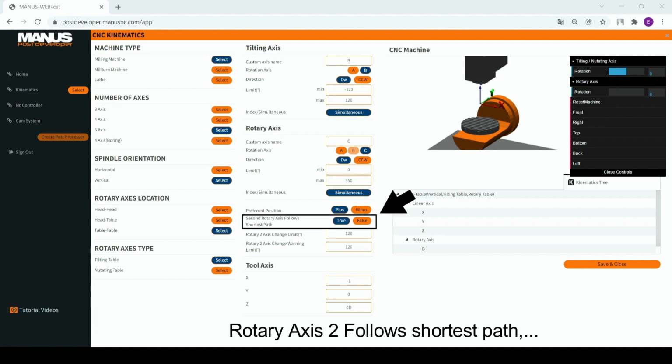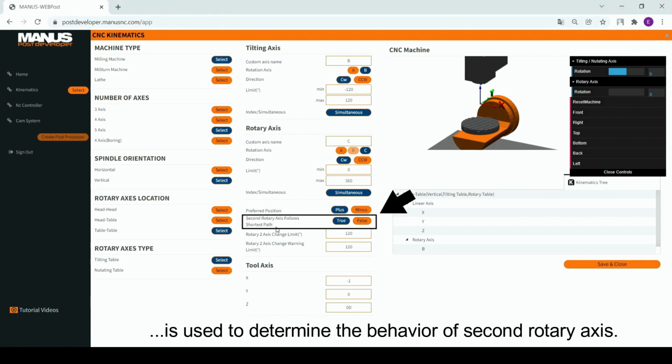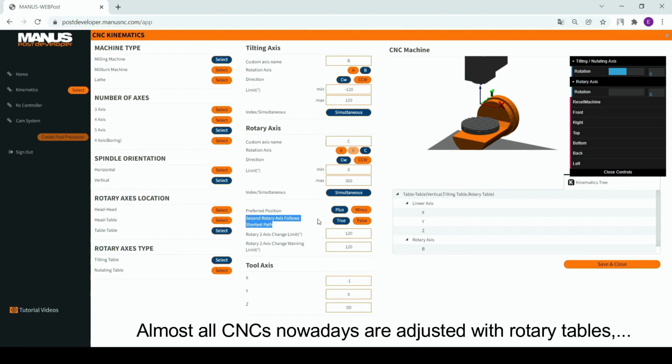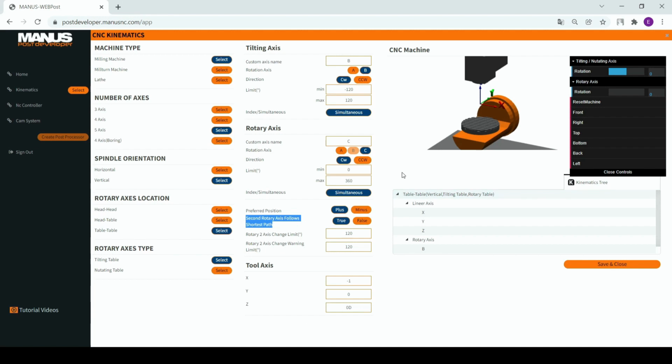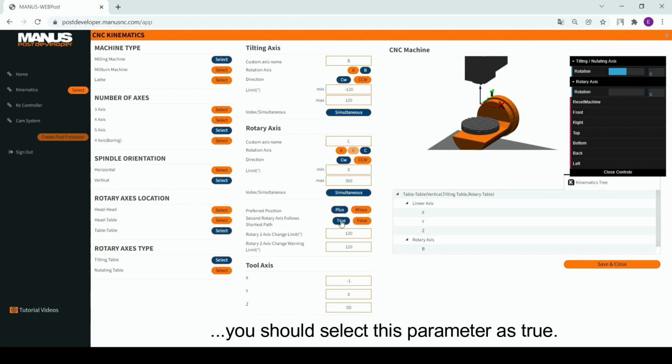Rotary axis 2 follows shortest path is used to determine the behavior of the second rotary axis. Almost all CNCs nowadays are adjusted with rotary tables rotating from the shorter side. Therefore, for most of the CNCs, you should select this parameter as true.